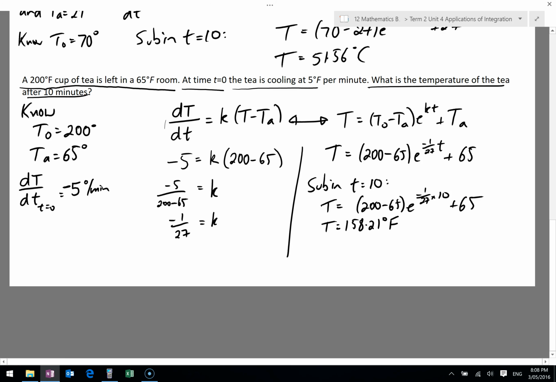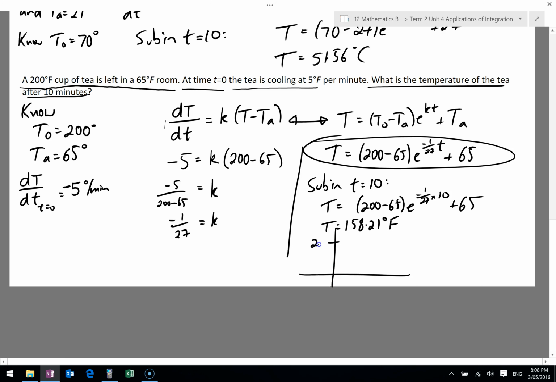So just before we finish, if I was to graph this thing, it would essentially start at 200 degrees and never get cooler than 65. So look at that horizontal asymptote going through. Essentially looking like this: exponential decay, but never getting cooler than 65.